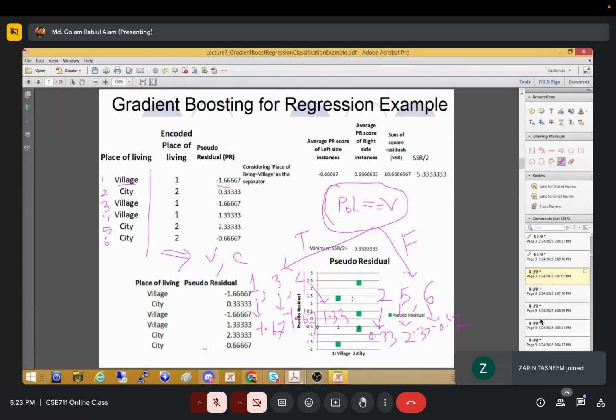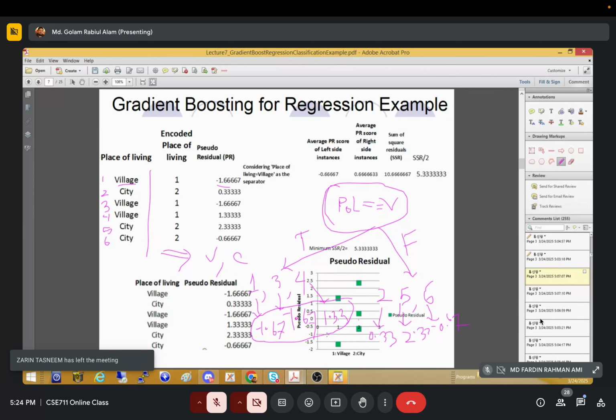What we have to do is find the average of these three values, and that is the left side average. So for the left side average, you will get negative 0.66667, so that means it is negative 0.67. And then we have to find the average of the right side instances. So here you will get 0.67.